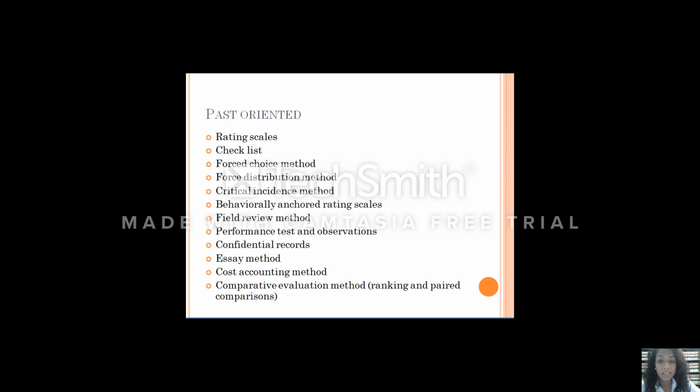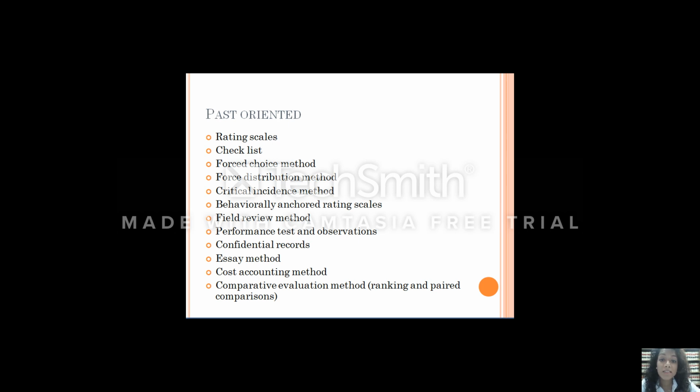The next one is checklist. Under this method, a checklist of statements of traits of employees in the form of yes or no based questions is prepared. Here the rater only does the reporting or checking and the HR department does the final evaluation. The next one is the forced choice method. A series of statements arranged in blocks of two or more are given and the rater indicates which statement is true or false. The next method is the forced distribution method.